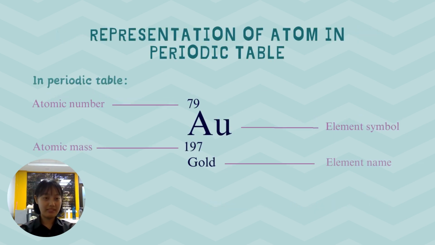In the periodic table, the representation of an atom is different from what we have just learned. I hope you will not get confused. The one we learned just now is the standard representation of an atom. Now we are going to learn about the representation of an atom in the periodic table. In the middle is the element symbol, and at the top left is the atomic number, which is the same as the proton number. At the bottom we have the atomic mass and also the name of the element.